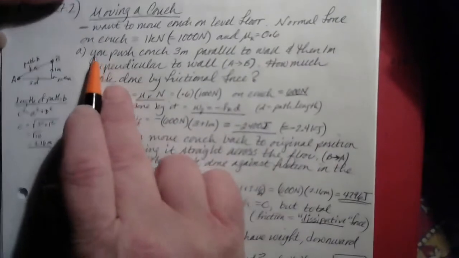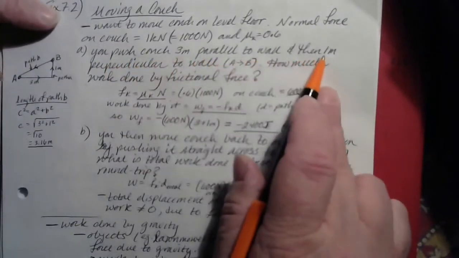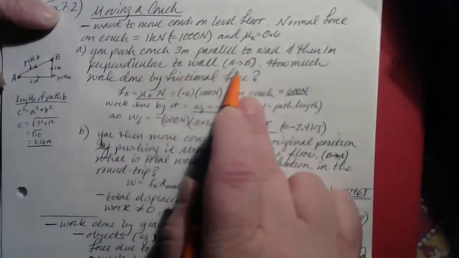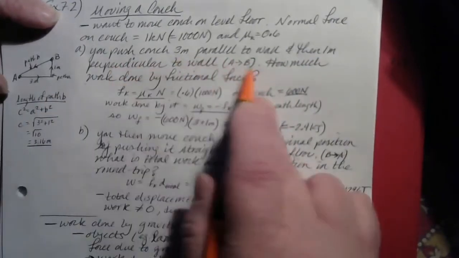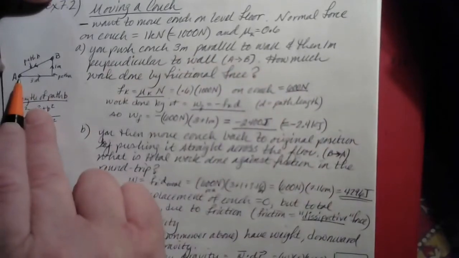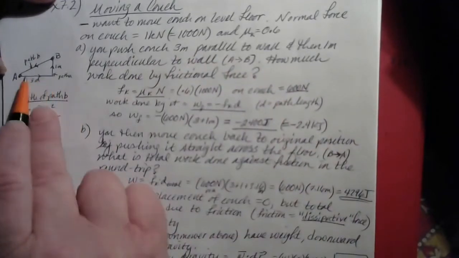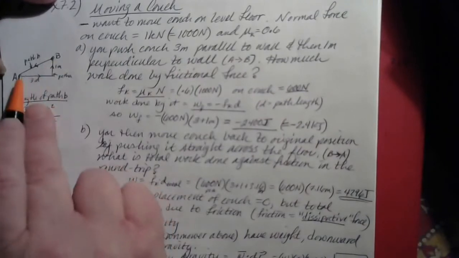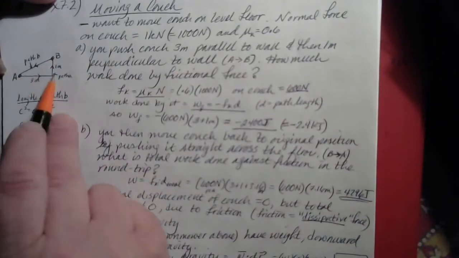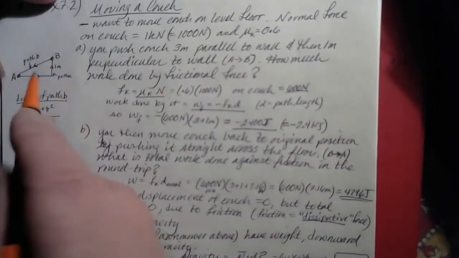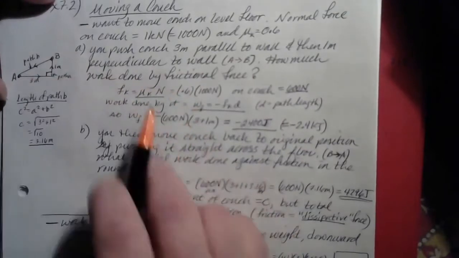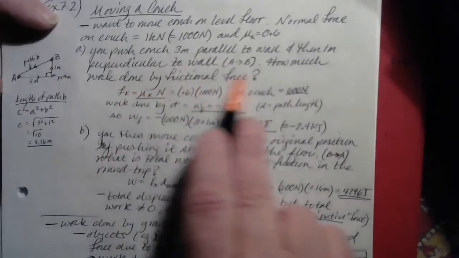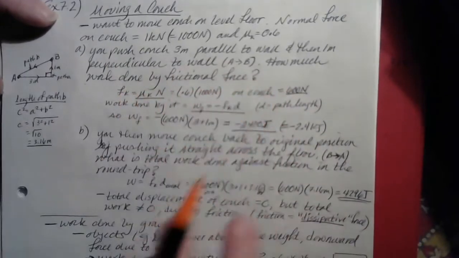So in part A, what you do is you push the couch 3 meters parallel to a wall, and then 1 meter perpendicular to the wall. And that is going from point A to point B. So here on this little diagram, you've pushed it 3 meters this way, and then 1 meter perpendicular to that this way, and that goes from A to B. So 3 meters and 1 meter and a right angle between them. Okay, so the question is, how much work is done by the frictional force?